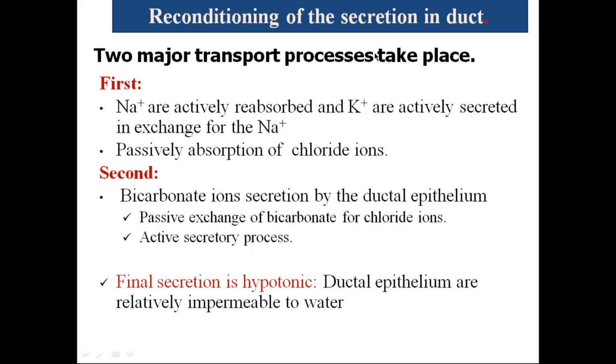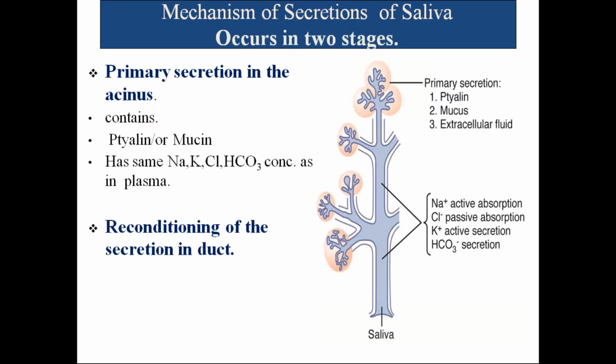So two major processes occur within the duct. Sodium is actively reabsorbed, potassium is actively secreted, because of which there is passive absorption of chloride ions. Second is bicarbonate ion secretion by the ductal epithelium. This is passive exchange for chloride ions, and there is also an active secretory process. Final secretion of saliva is hypotonic because the ductal epithelium is relatively impermeable to water. I hope it is clear, right?